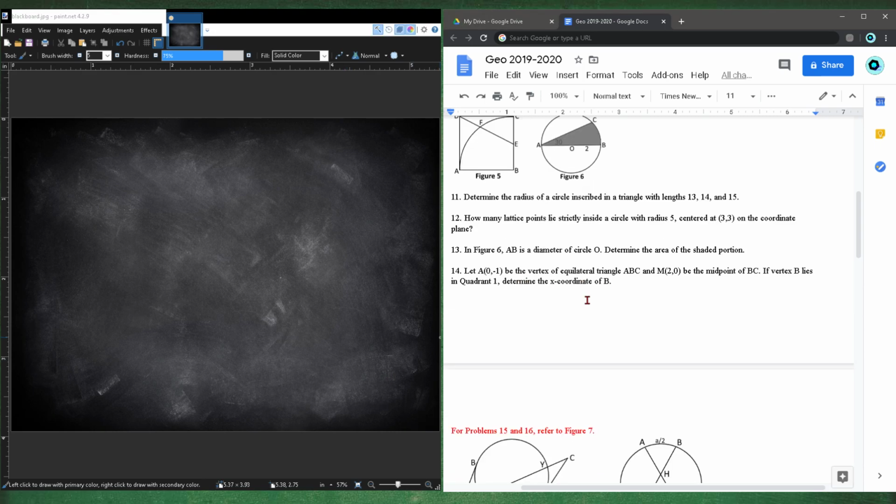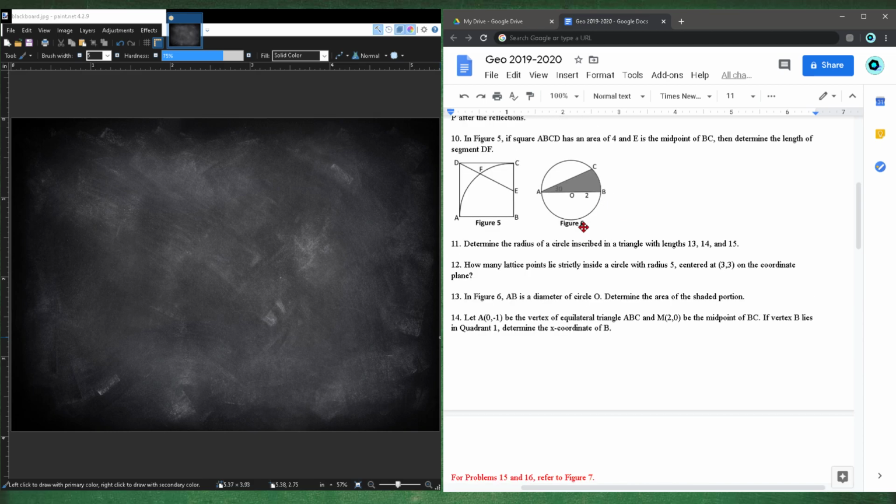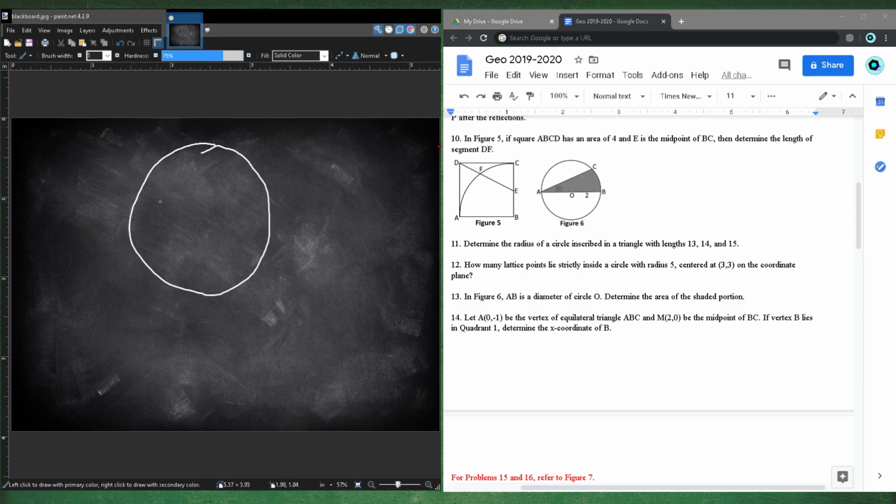Number 13, in figure 6, oh, so it's this one. AB is a diameter of circle O. Determine the area of the shaded region. Okay, so let's draw this out again. Bam, bam, diameter. So this was length 2, so this is also length 2, and this is 30.